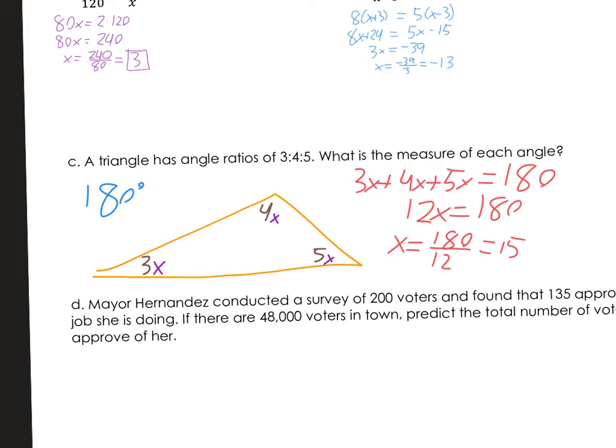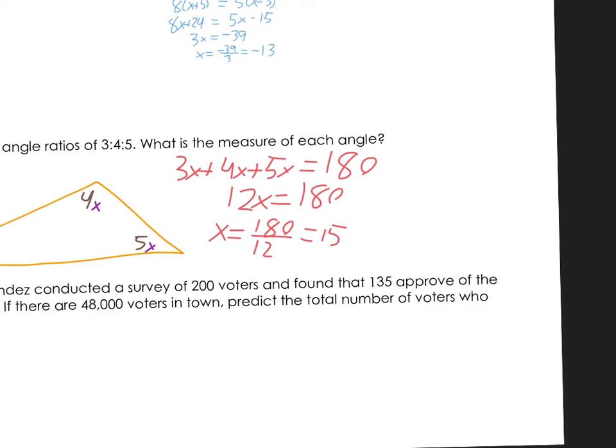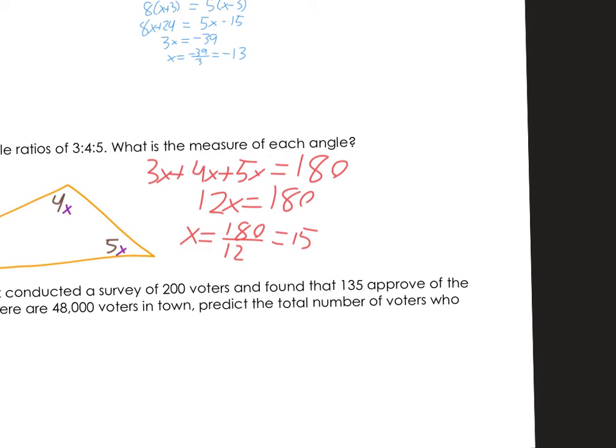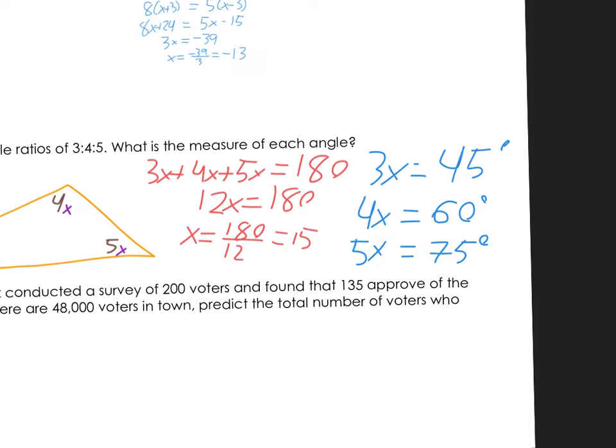So, with that in mind, if we've set our angles as 3x, 4x, and 5x, given our ratios, well, 3x, if x is 15, is going to be equal to 45 degrees. 4x, that's 4 times 15, which is equal to 60 degrees. And then 5x, 5 times 15, is going to give us 75 degrees.